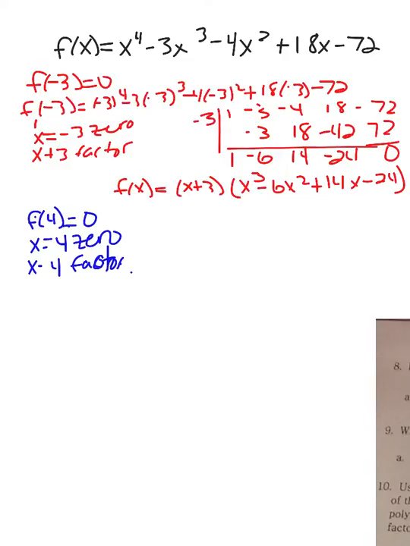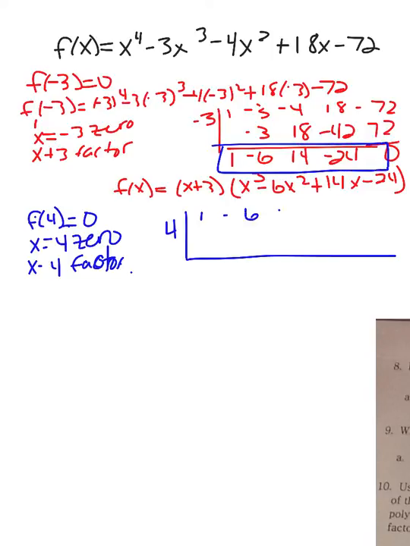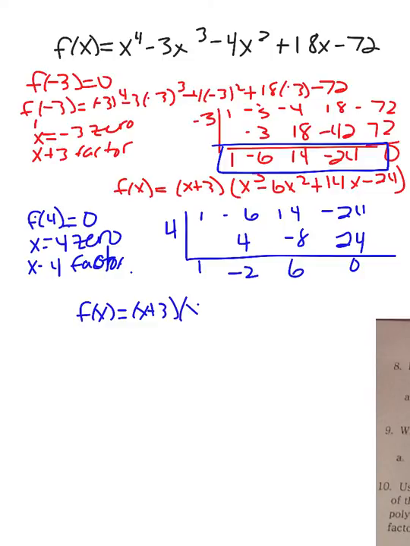Okay, so we're going to break it down. I use 4 here now, with 1, negative 6, 14, negative 24. So I have 1, 4, negative 2, negative 8, 6, 24, and I get 0. So my polynomial function so far is the factors x plus 3 and x minus 4, and now we have this here, x squared minus 2x plus 6.